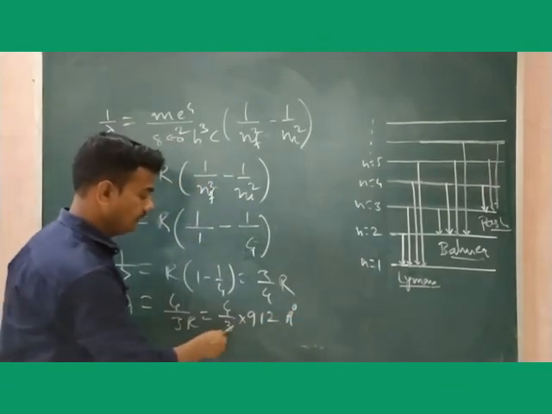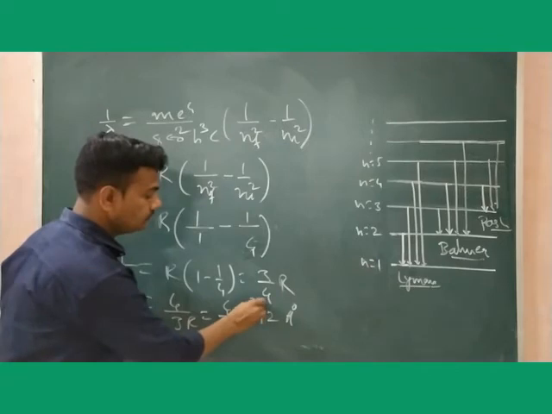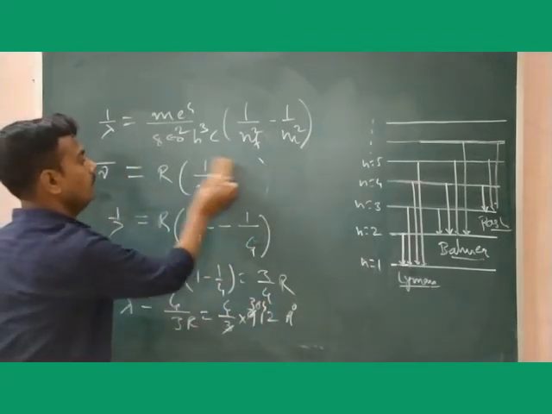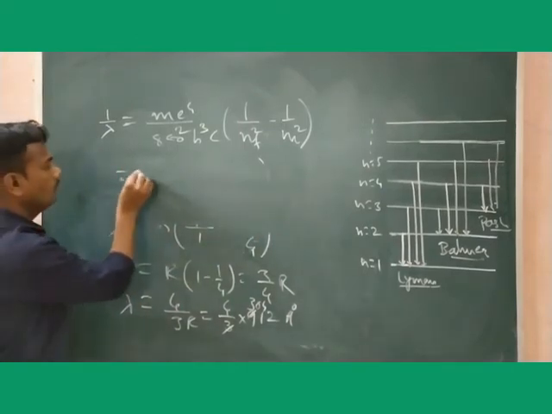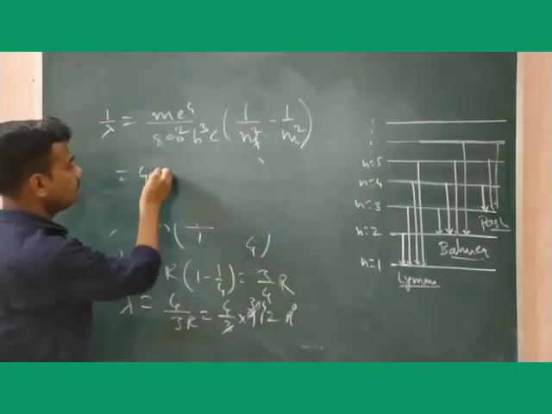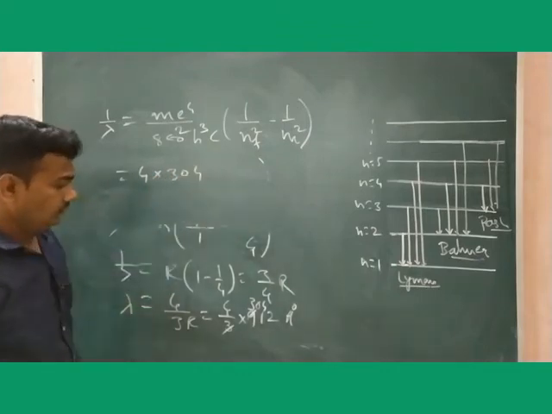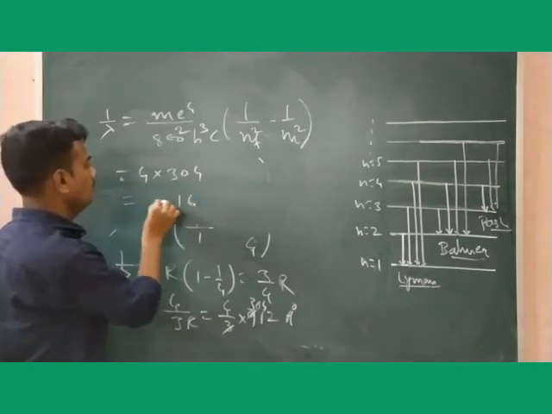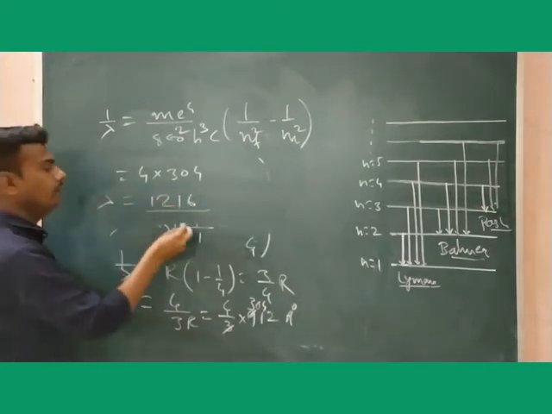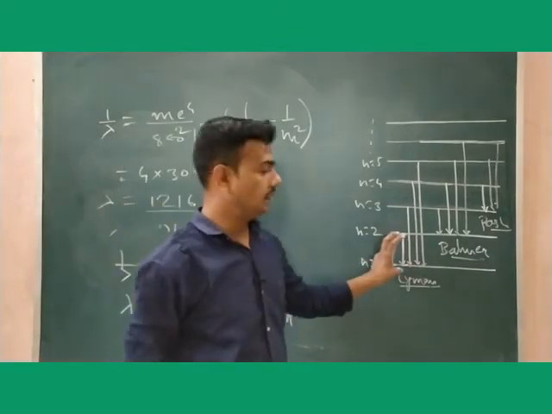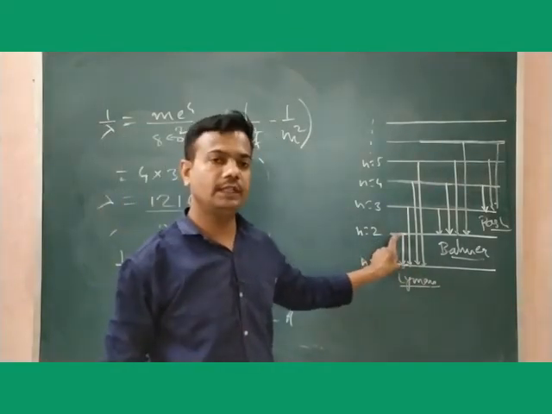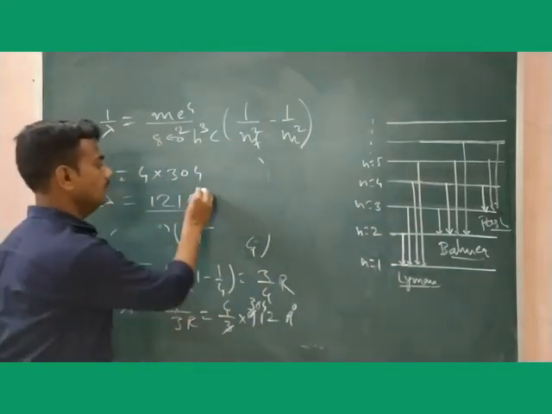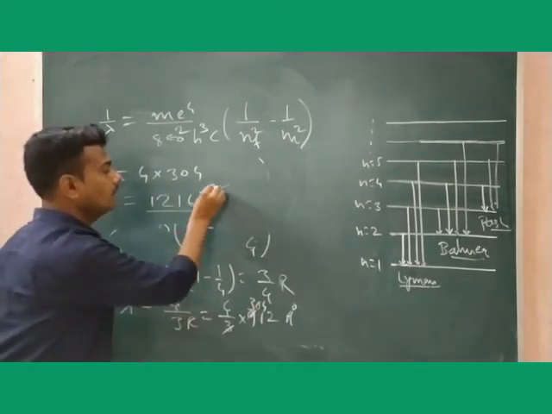If you calculate, you will get 4 times 304, which is 1216 angstrom. So this is the longest wavelength emitted by the Lyman series. If the difference between the energy levels is small, you will get the longest wavelength for that transition, that is 1216 angstrom. So this is the longest wavelength.